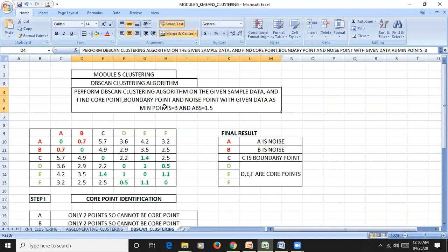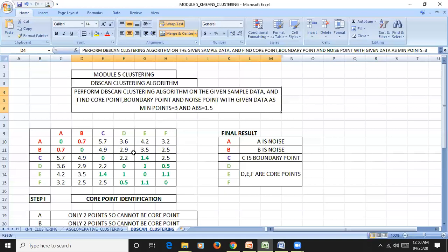So they have given a problem with minimum points equal to 3 and EPS equal to 1.5. This is your given data here: A, B, C, D, E, F against A, B, C, D, E, F, with 0 on the diagonals, which are one and the same.